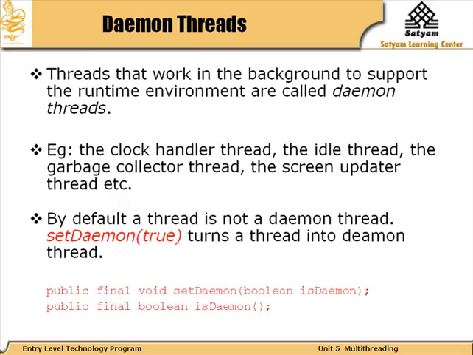By default, a thread is not a daemon thread. setDaemon true turns a thread into a daemon thread. setDaemon is a final method. You cannot override the same.